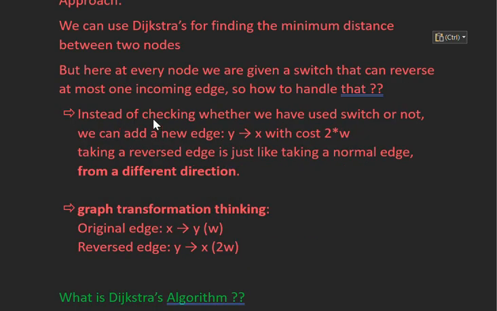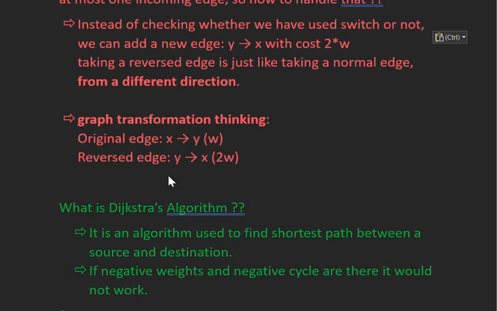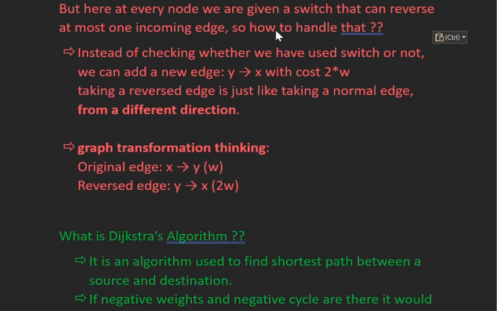Instead of checking whether we have used the switch or not, we can add a new edge, that is a reverse edge, in the graph. Suppose initially the edge was from x to y with cost w, then we will add a new edge from y to x with cost two times the previous weight. That reversed edge will act as a normal edge in Dijkstra's algorithm. So basically we are transforming our graph. The original edge is from x to y with weight w, and we add a reverse edge, so we don't have to check whether the switch is taken or not. This will handle it.